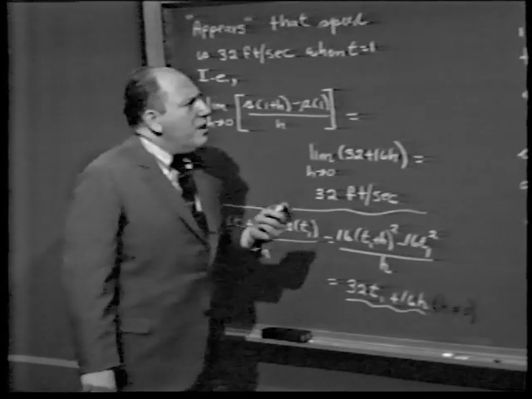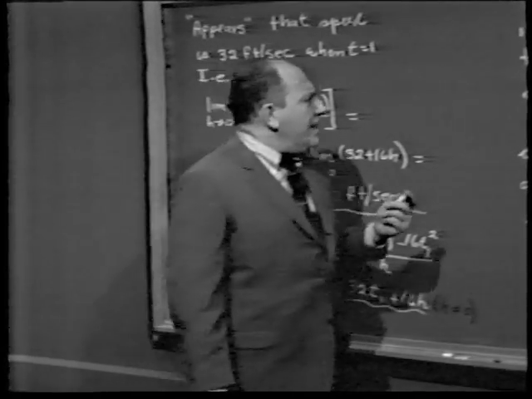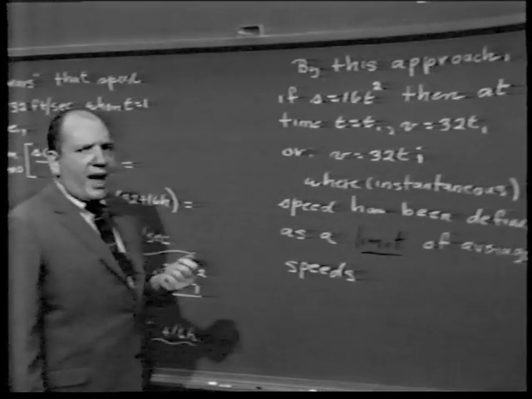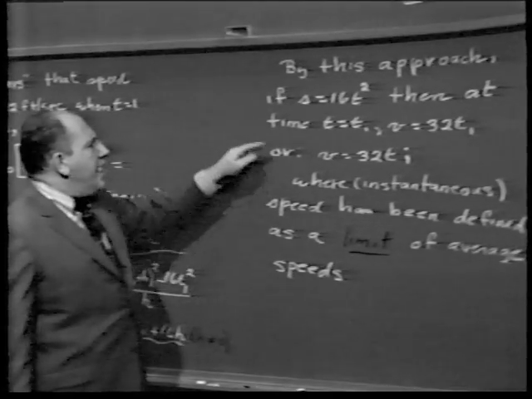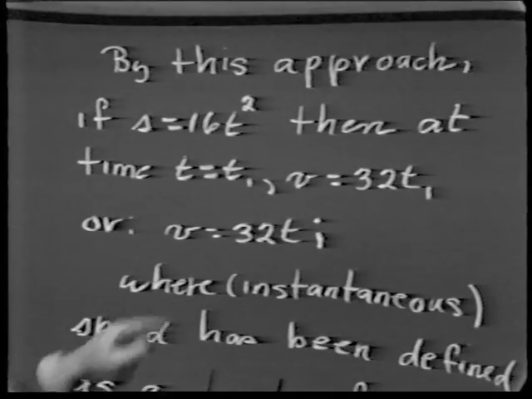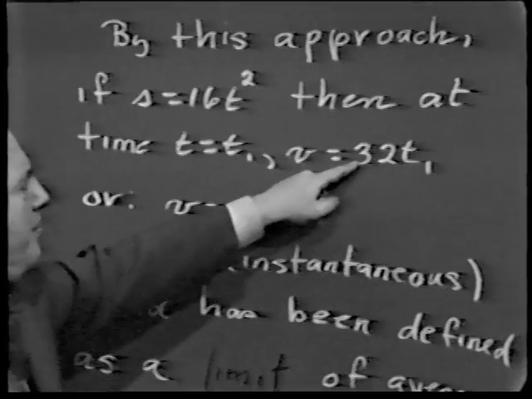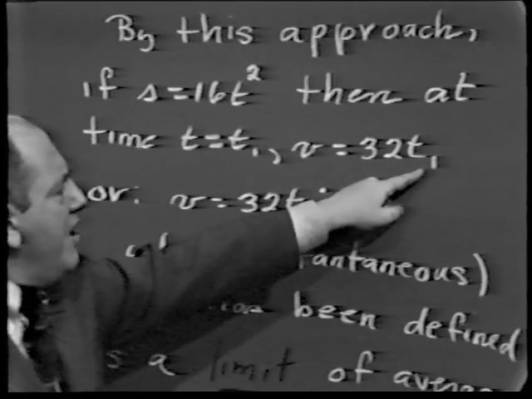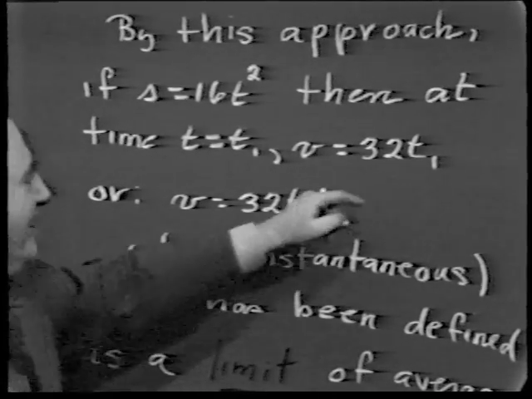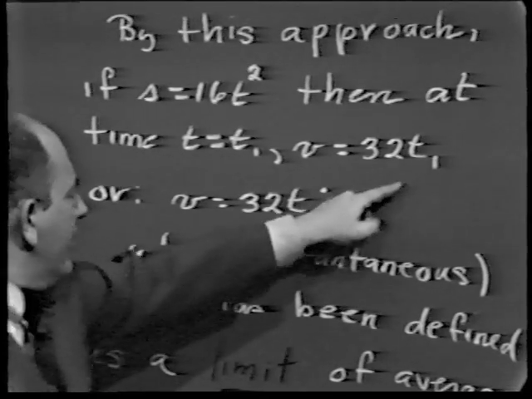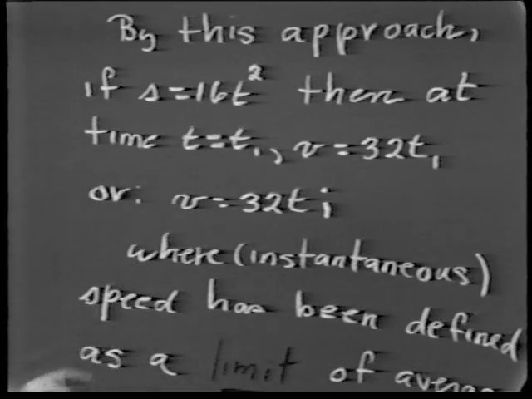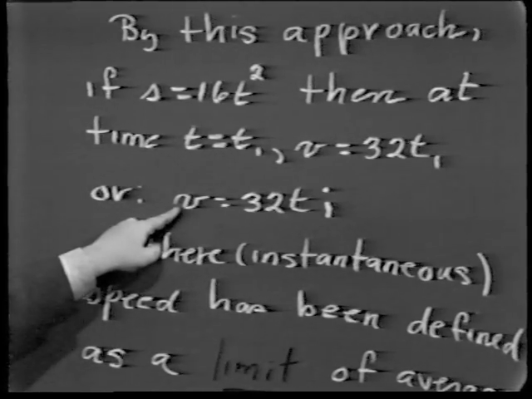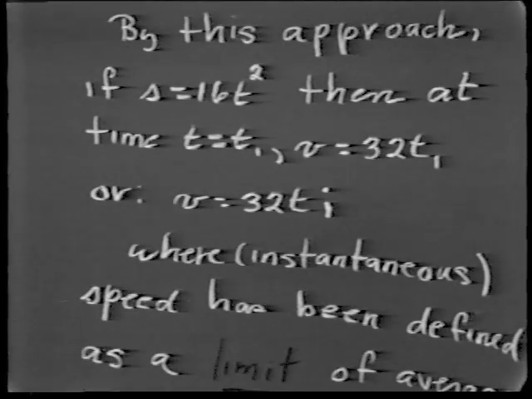At any rate, by this approach, it becomes clear then, if the equation of motion, the distance versus the time, is given by s equals 16t squared, then at time t equals t1, the instantaneous speed appears to be 32 times t1. And in fact, since t1 happens to be any arbitrary time that we choose, it is customary to drop the subscript and simply say what? At any time t, our freely falling body in this case will have a speed given by 32t.